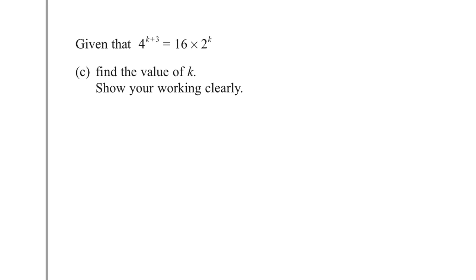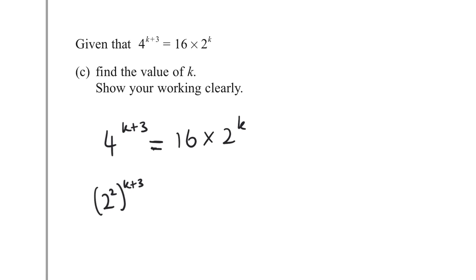Okay, part C. Given that 4 to the power of k plus 3 is the same as 16 times 2 to the k, find k. Whenever we're working with powers, the only way we can manipulate them is if they all have the same base. The lowest base here is 2. Could we write 16 as base 2? Can we write 4 to the base 2? Yes, so 4 can be rewritten as 2 squared, to the power of k plus 3.